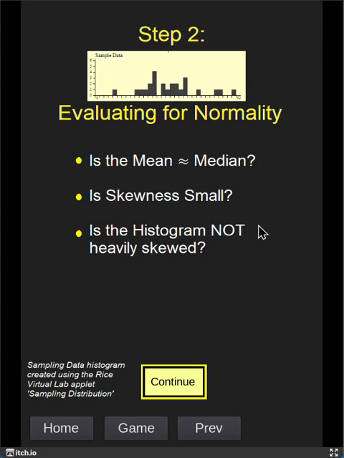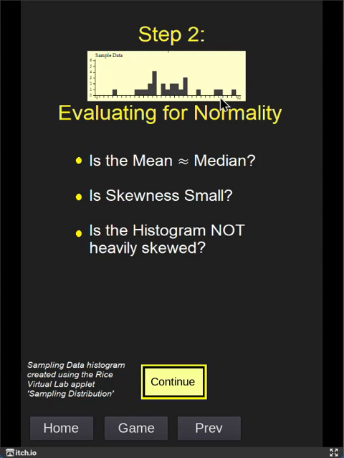So now we're going to evaluate for normality. Take a look at this histogram shown here. It looks kind of like a mess. It certainly doesn't look like a nice, beautiful bell-shaped curve. And whether it's going to be close enough to normal or not is important, because if it's fairly normally distributed, we will summarize the results using the mean and standard deviation.